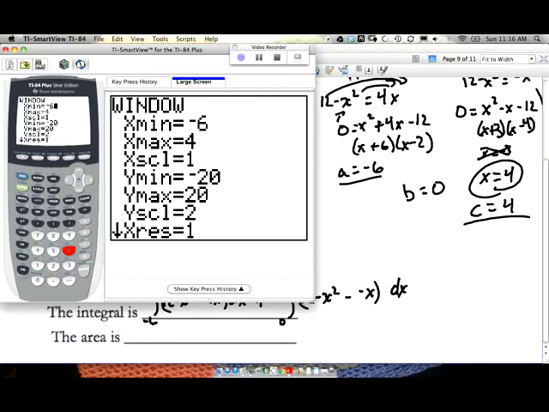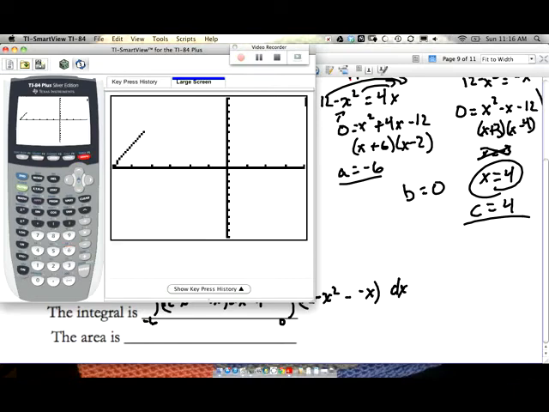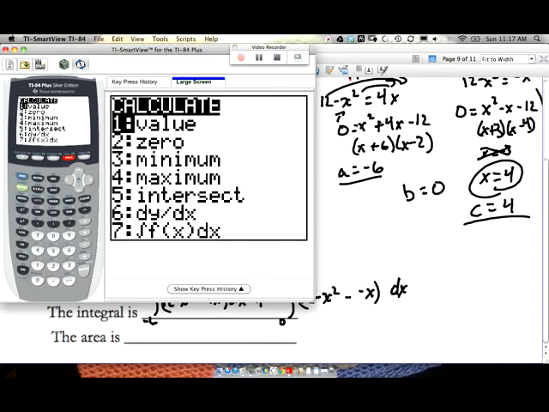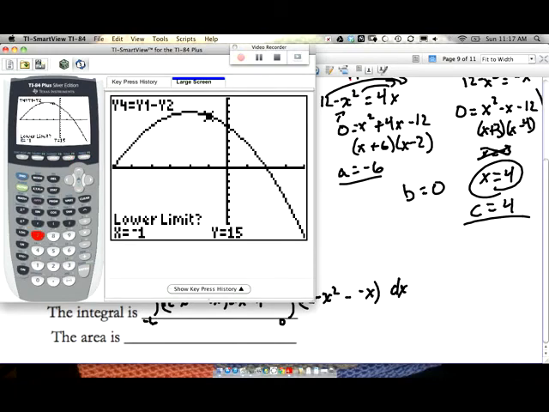So I've got to go from negative 6 to 4. Now when I go to my graph, that looks better. I have to include this left boundary, otherwise it gives me an error. So if you had an error, make sure that you're including the boundary within your window. So we got to follow that calculation there.